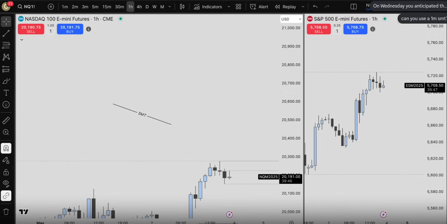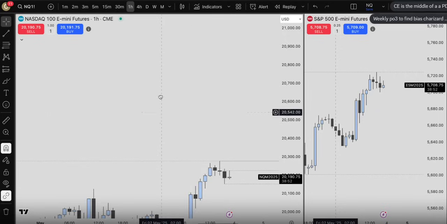I don't use kill zones in daily profiles, no. If there's SMT both ways, that happens sometimes, then I'll just disregard SMT and I'll still take the setup if it's there. The CE is just the midpoint of a PD array or a wick.